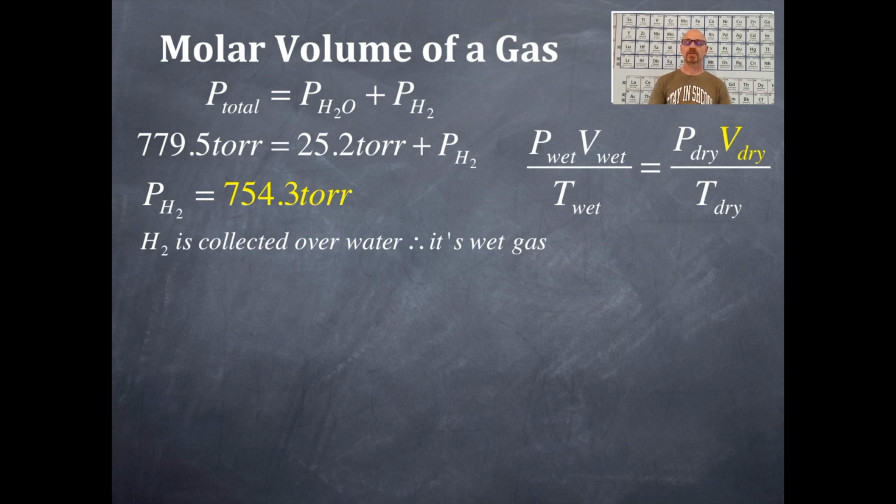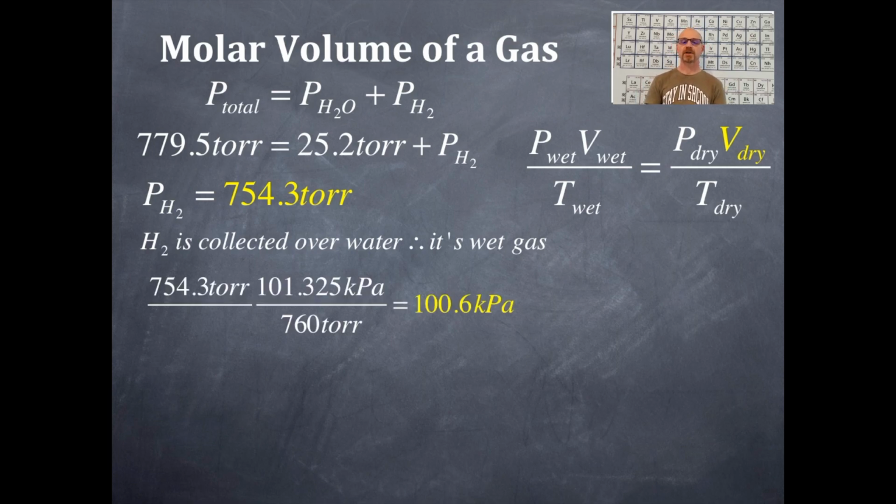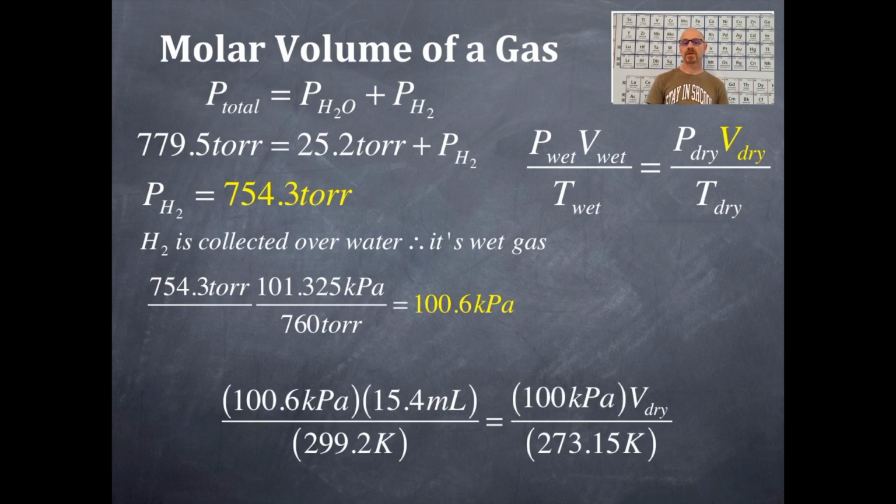Now we're going to convert that 754 torr into kilopascals. And here is that conversion. The 754.3 torr has 4 significant figures. I'm going to maintain 4 significant figures after I do this unit conversion. So there's my unit conversion with the 760 torr and the 101.325 kilopascals. Both the 760 torr and the 101.325 kilopascals have an infinite number of significant figures. Now I'm going to plug that kilopascal value in and convert my temperature and plug into the combined gas law.